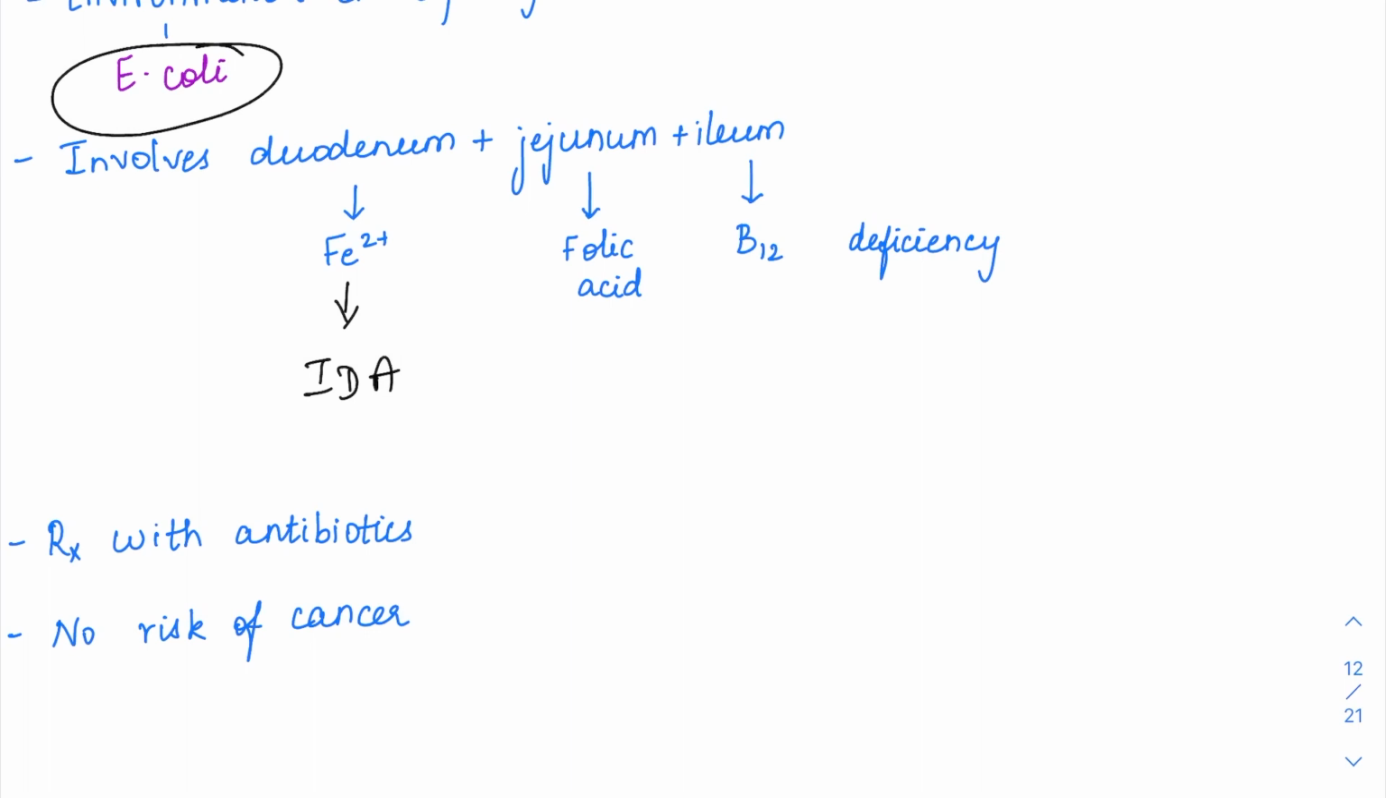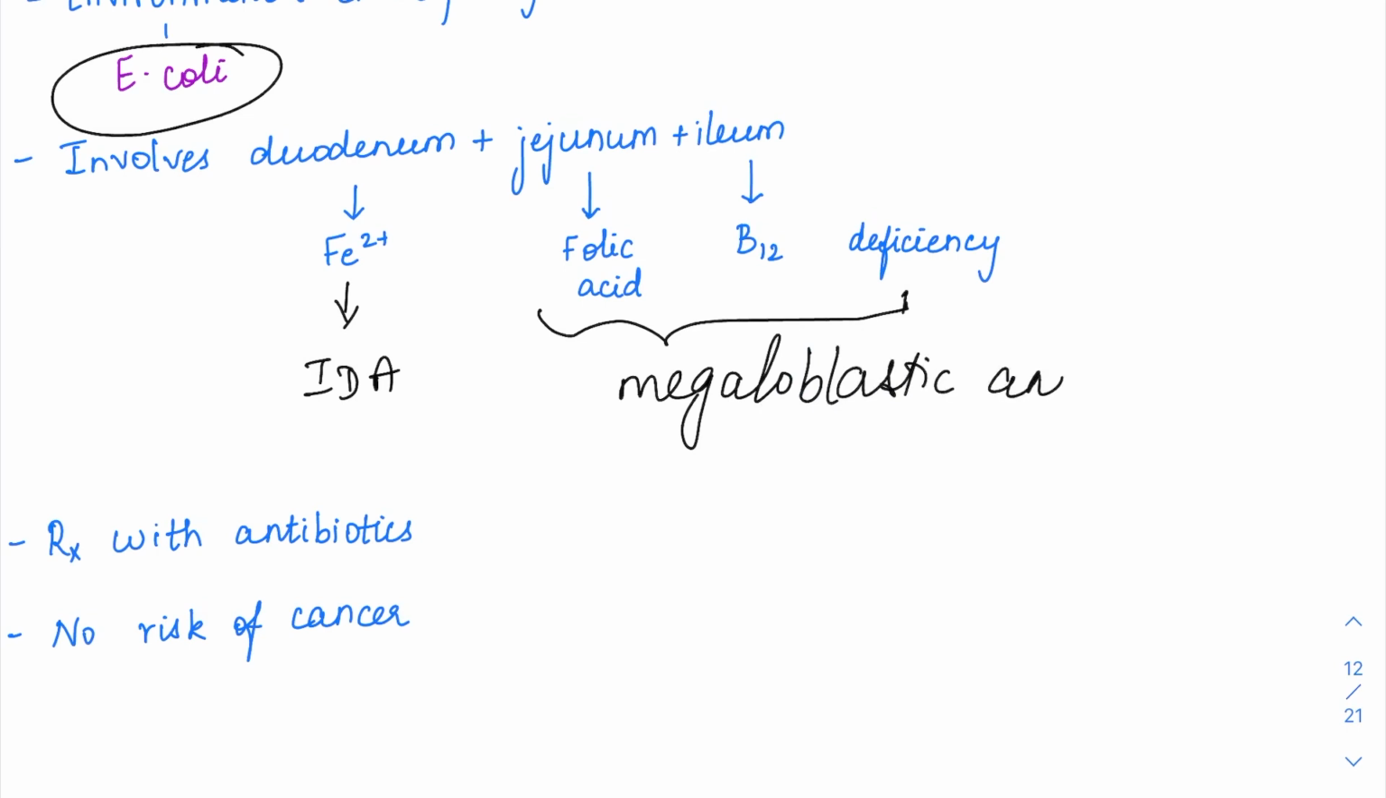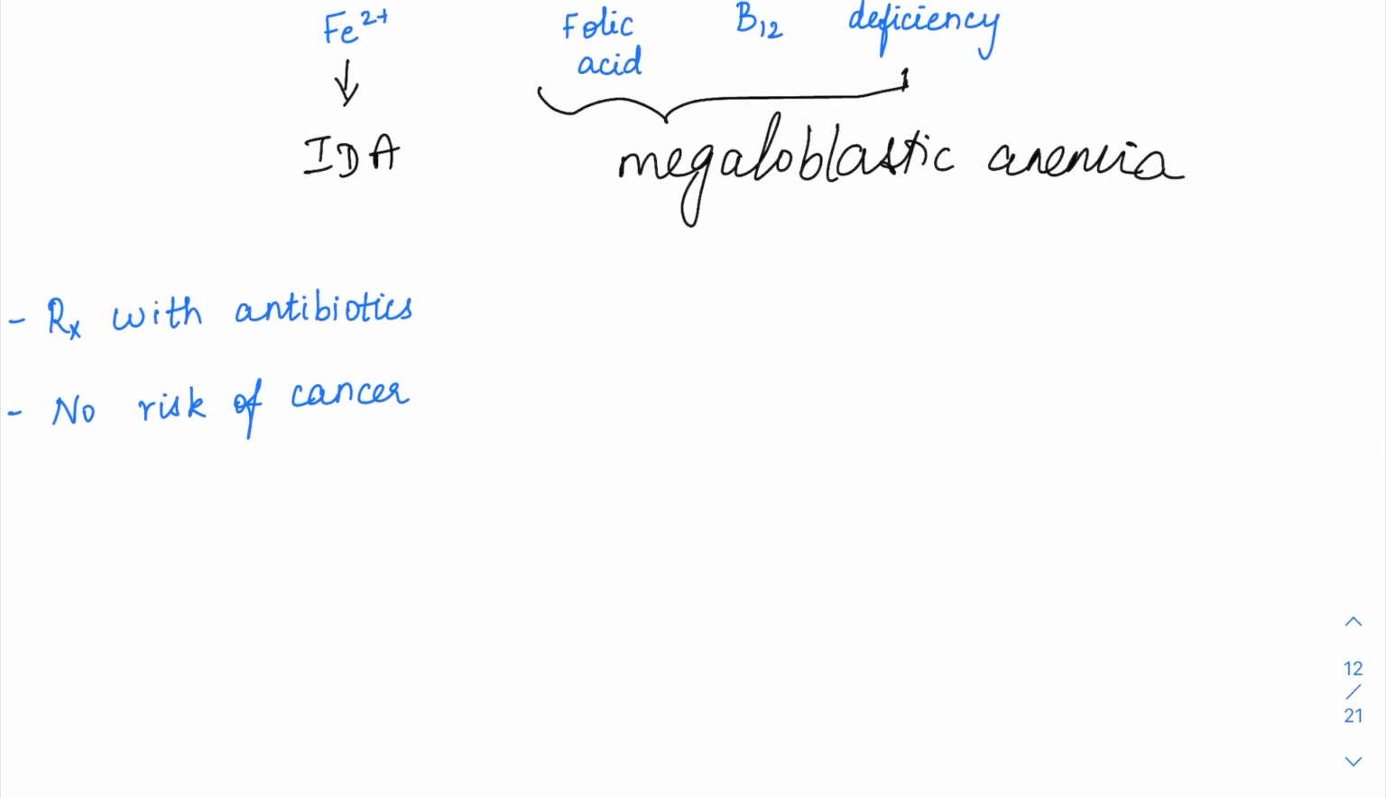In jejunum, we know folic acid is absorbed, and in ileum, B12 is absorbed. When B12 and folic acid are not being absorbed properly, it will lead to deficiency, causing megaloblastic anemia. So both iron deficiency and megaloblastic anemia can be seen here. Since it's an infective condition, we can treat this condition with antibiotics, and as such, there is no increased risk of cancer here.